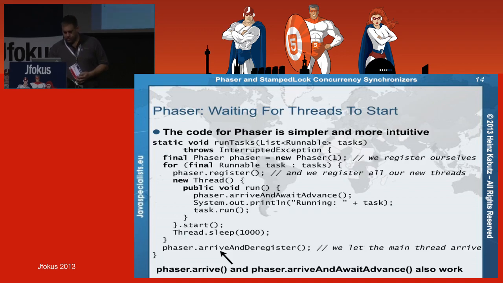And then at the end, what we do is we call arrive and deregister. This then decreases the count, and the threads can use the phaser as a counter as well, if they want to. So this simplifies our code, and there are lots of other use cases for it, and I will actually upload those as a PDF at the end of the talk.